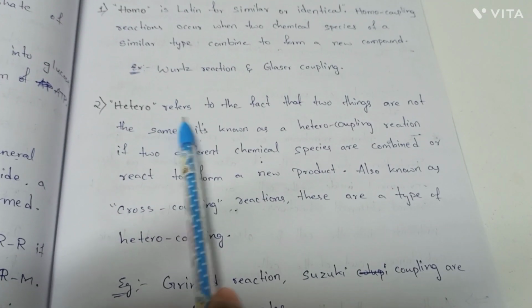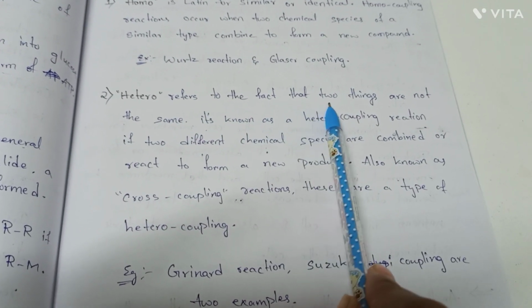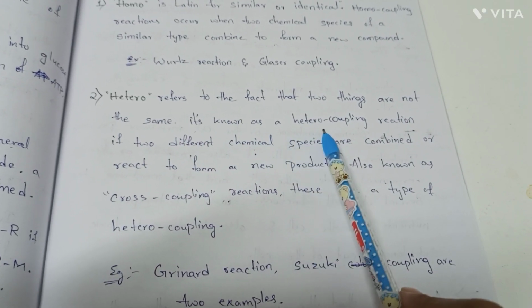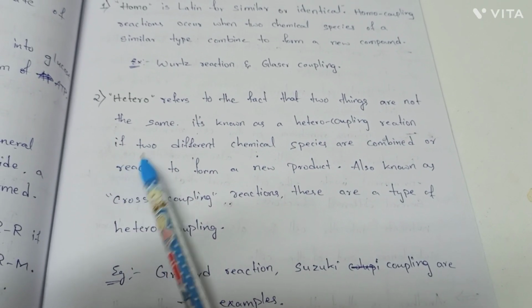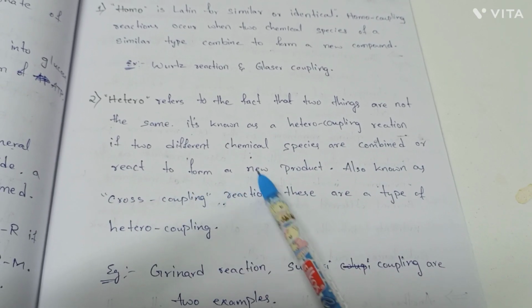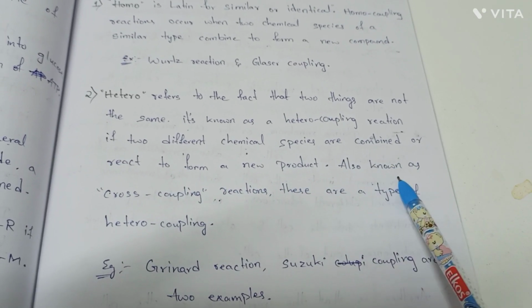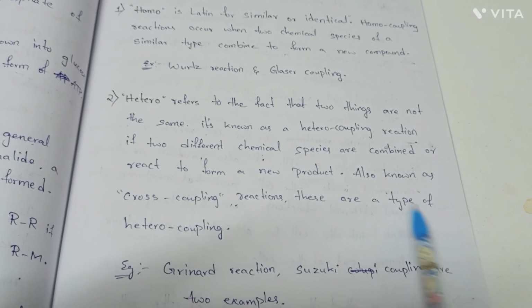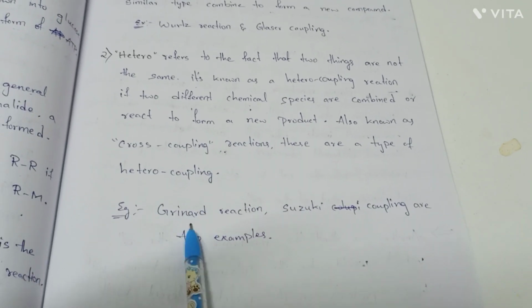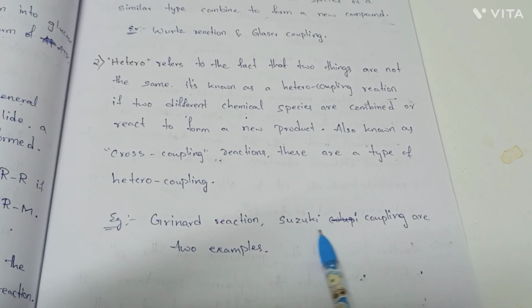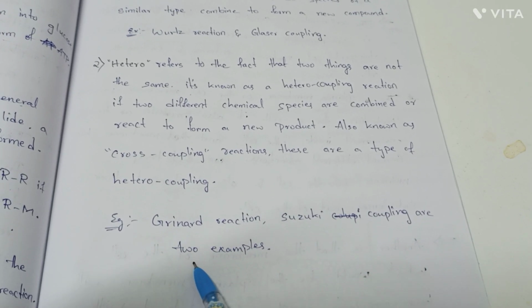Second type is hetero, which refers to the fact that two things are not the same. It's known as a heterocoupling reaction. If two different chemical species are combined or react to form a new product, also known as cross-coupling reactions, these are a type of heterocoupling. Example, Grignard reaction, Suzuki coupling.